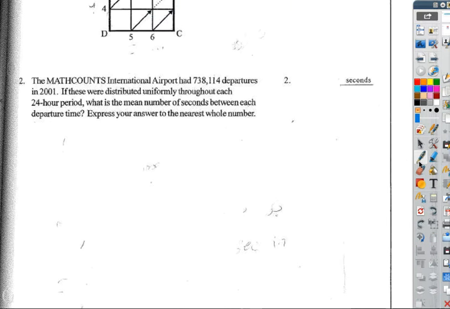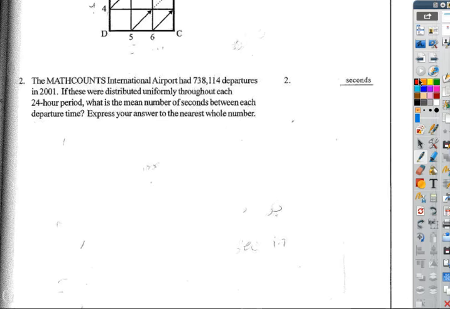Okay. The Mathcounts International Airport had 738,114 departures in 2001. If these were distributed uniformly throughout each 24-hour period, what is the mean number of seconds between each departure time? Express your answer to the nearest whole number.